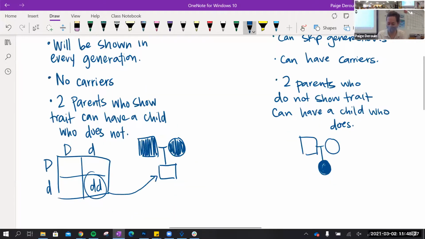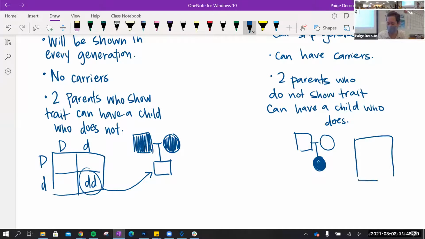So this square actually is the same square as the one I just did. Now here's your parents. They don't show the trait because the trait's recessive. Here's your recessive daughter. She shows the trait. And that will only happen when the trait is recessive. So this is how you can tell the difference when you look at the picture, which we'll do in just a second.